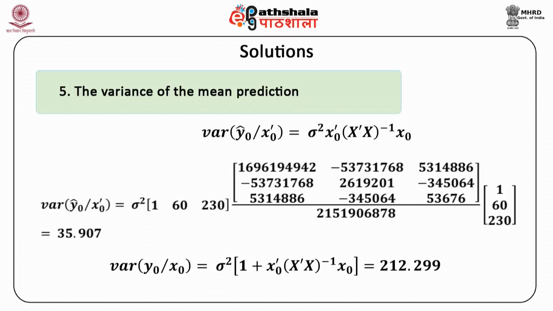So the variance of the individual prediction is given by variance of y0 given x0, which is equal to sigma square into 1 plus x0 prime into X prime X inverse x0, and again this on substitution can be found out to be equal to 212.299.